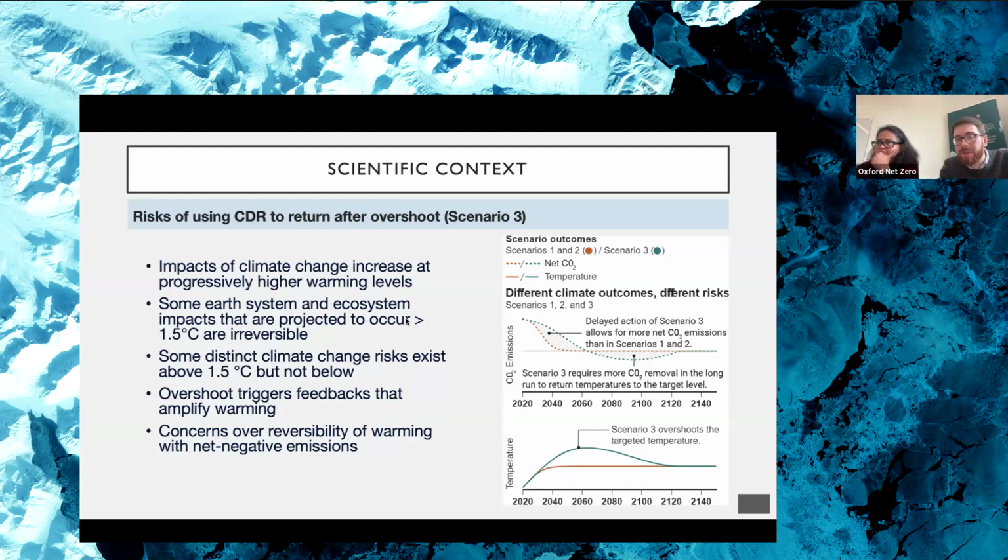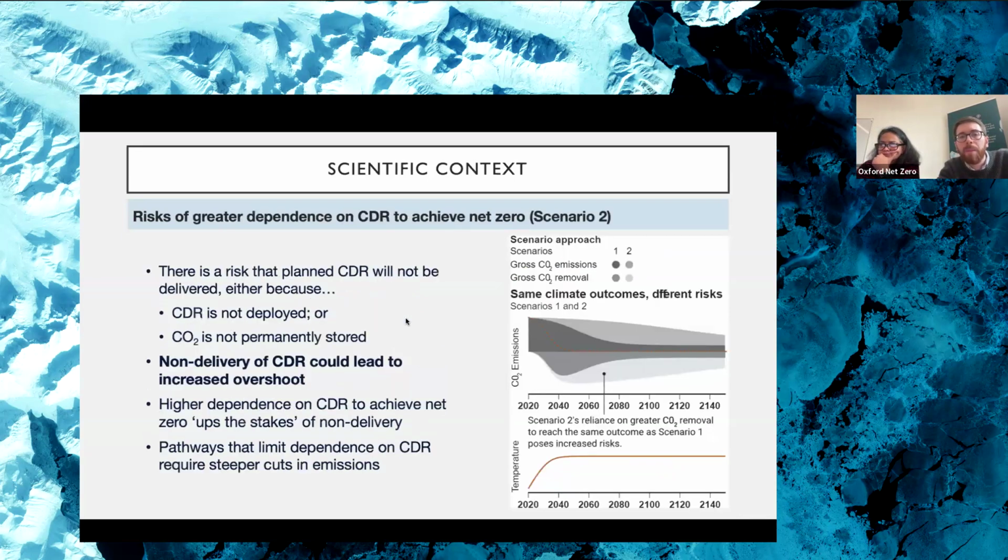And in the context of those feedbacks, it becomes increasingly difficult to ensure that we are able to actually get back down below 1.5 degrees. So there's no guarantee that we will be successful in our aspirations to have a temporary overshoot if this is the path that we go down. But there are also risks involved, even in the model where you, at least ostensibly, keep warming to 1.5 degrees.